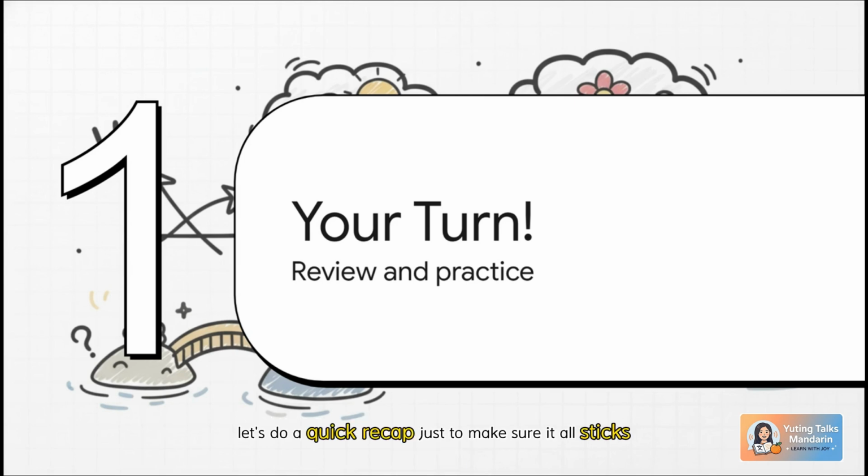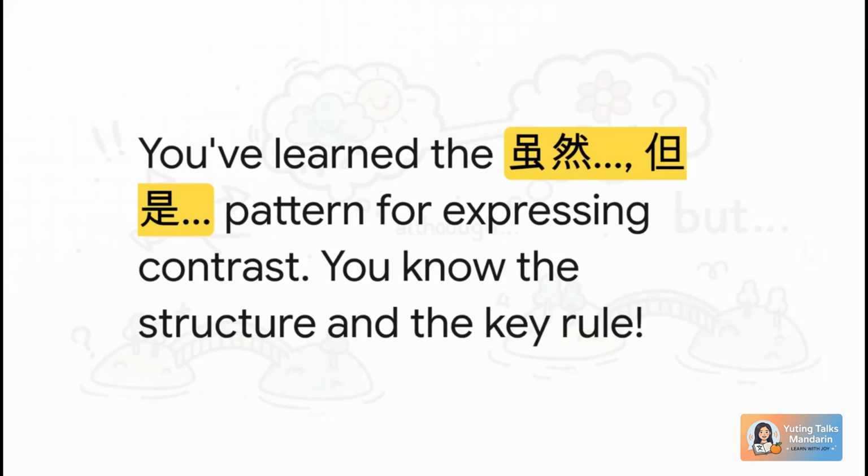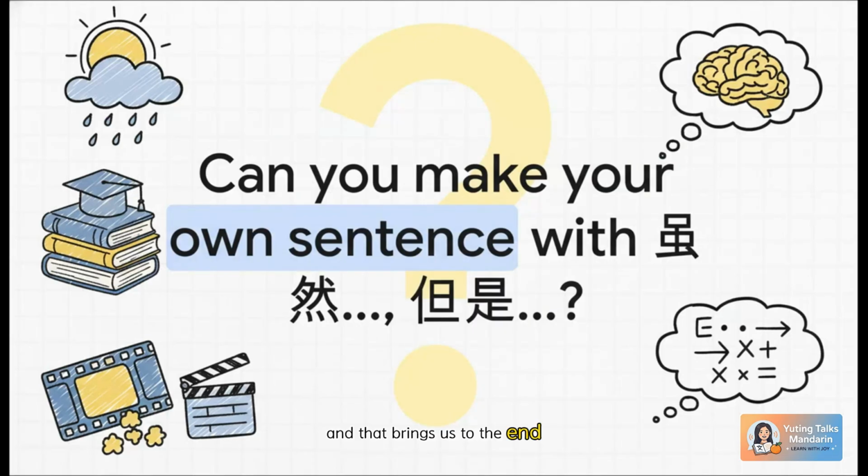All right, that was a quick tour of a really fundamental grammar point. Let's do a quick recap just to make sure it all sticks. Fantastic job. You now have the full pattern down. 虽然但是. You get the structure, you've seen it in action, and you know that one really important rule about word order. You are ready to use this yourself. And that brings us to the end.